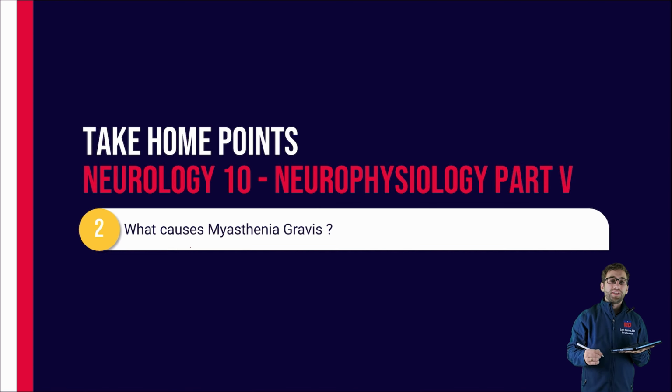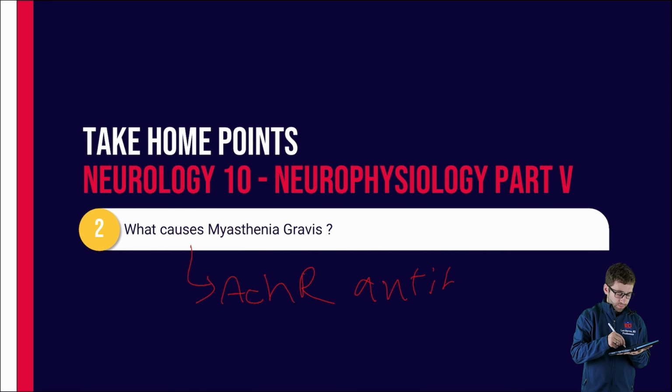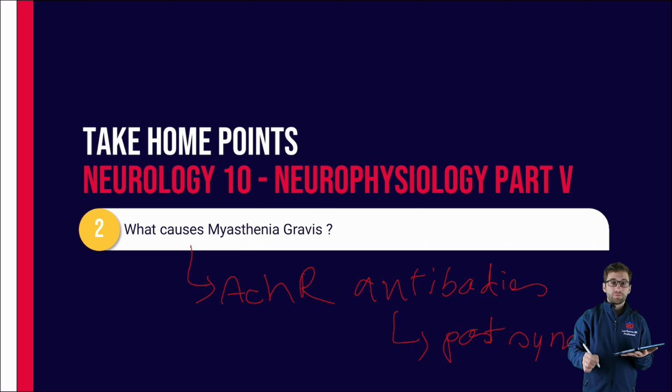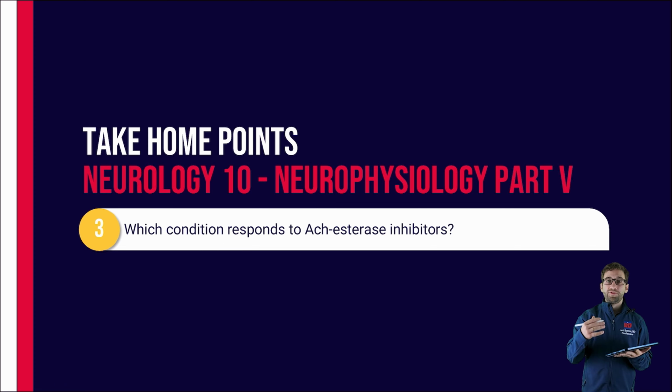Well, myasthenia gravis is an autoimmune disorder characterized by antibodies against the acetylcholine receptors at the neuromuscular junction. Acetylcholine receptors, antibodies. Okay, these antibodies block, alter, or destroy the receptors, preventing muscle contraction and leading to fluctuating muscle weakness, which worsens with activity and improves with rest. Remember, this is post-synaptic. Okie dokie. Let's move forward.